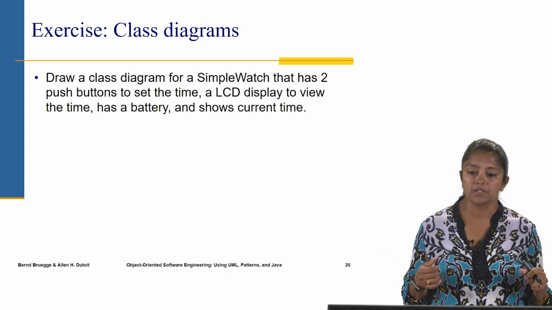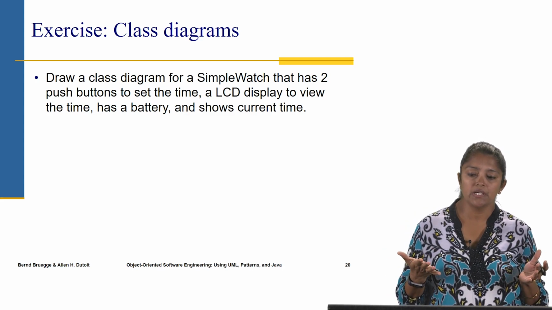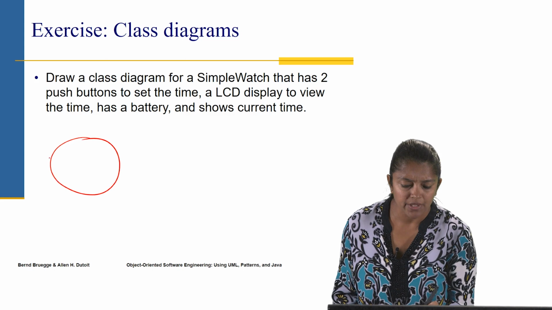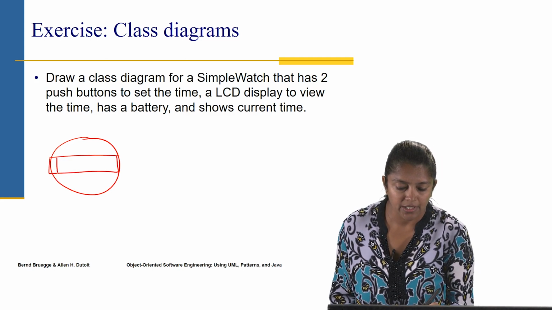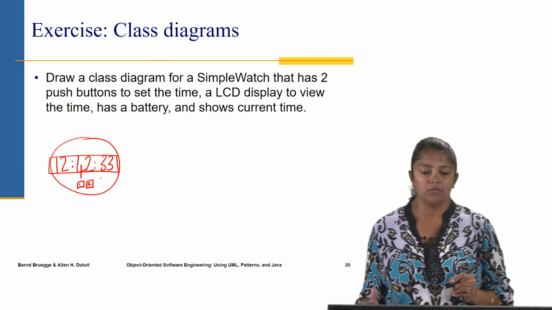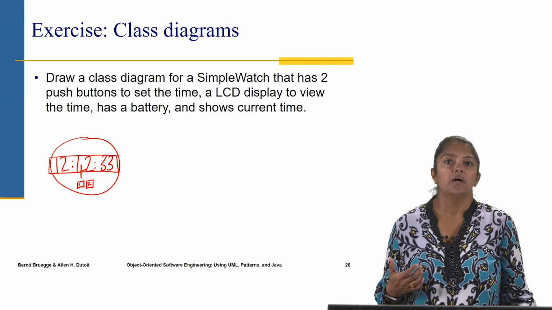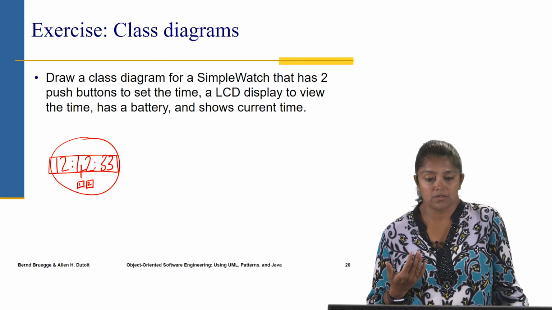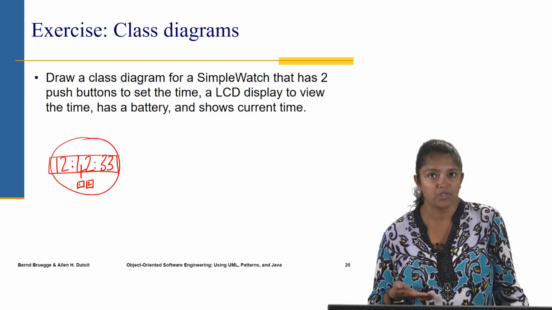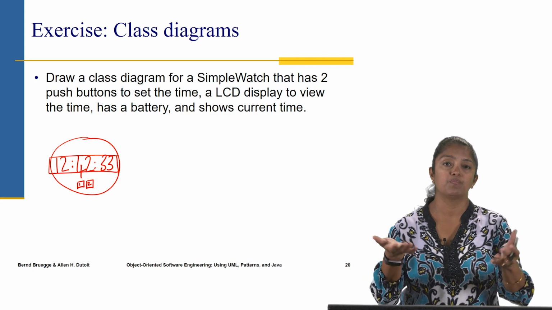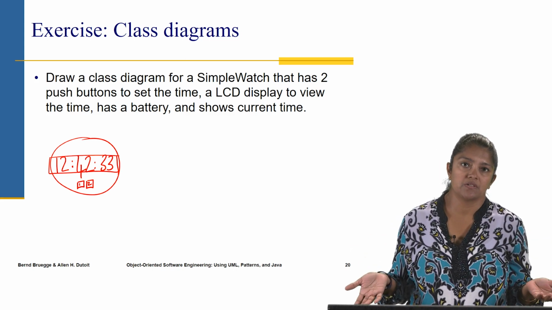to indicate all of our objects based on object-oriented methodologies. Now let's do a quick exercise, which is drawing a class diagram for a simple watch. This simple watch has an LCD display to indicate the time in hours, minutes and seconds, and then it has, say, 2 push buttons, 1 and 2, that can be used to set the time or change the time. So all it has is these push buttons to set the time, the LCD display to view the time, and a battery, and the watch shows time. That's really the purpose.